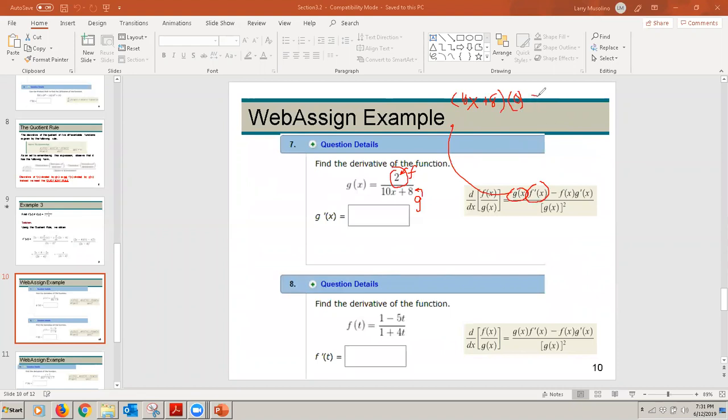Minus f of x, but that's just a 2, times g prime of x. G prime is the derivative of the bottom. The derivative of the bottom is just 10, all over the denominator squared. And that's 10x plus 8 quantity squared.